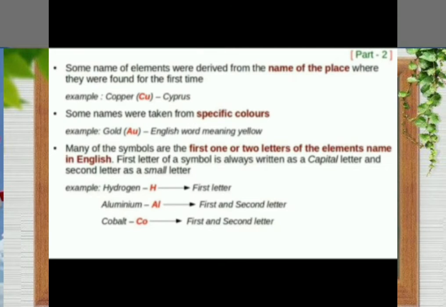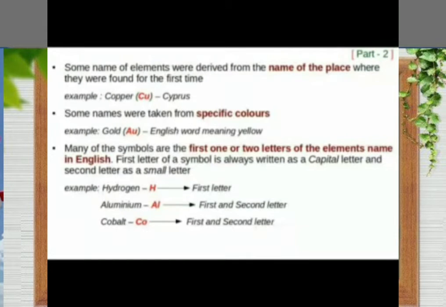Some names were taken from specific colors. For some atoms, we give the name of specific colors. For example, gold. We give the symbol taken from the word meaning yellow.